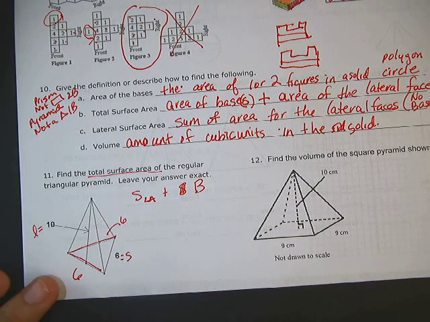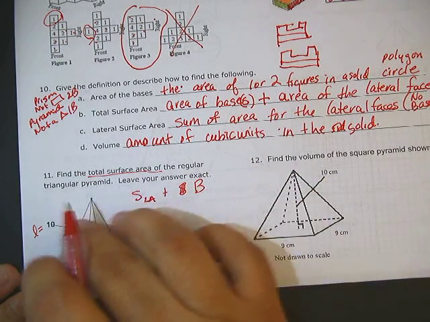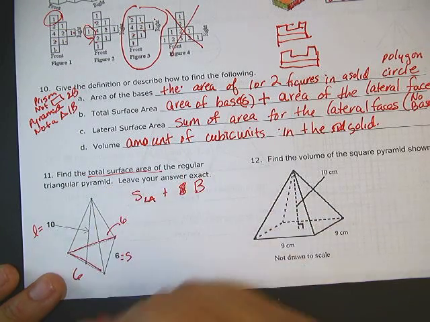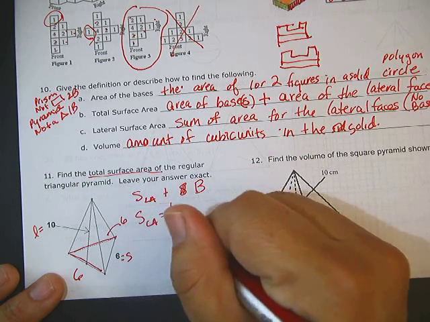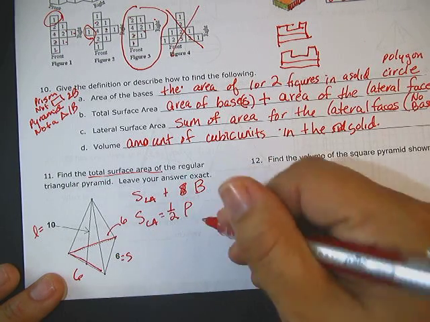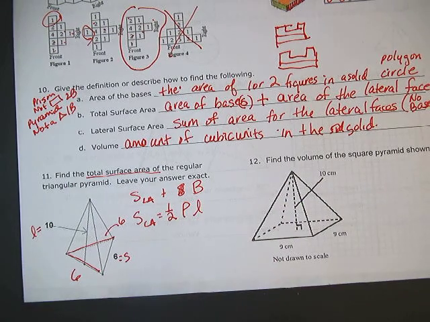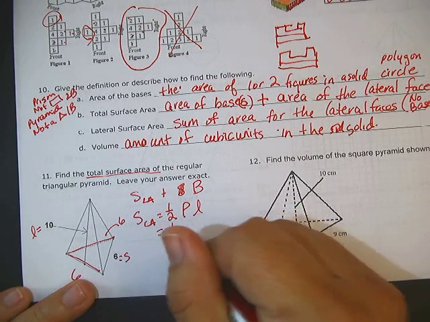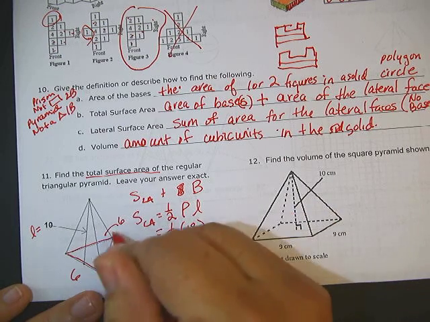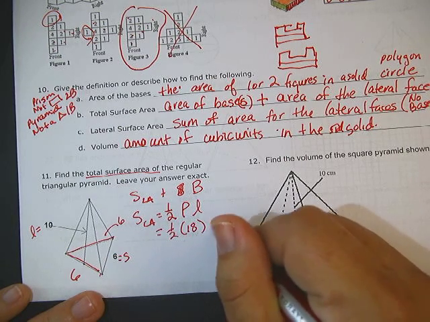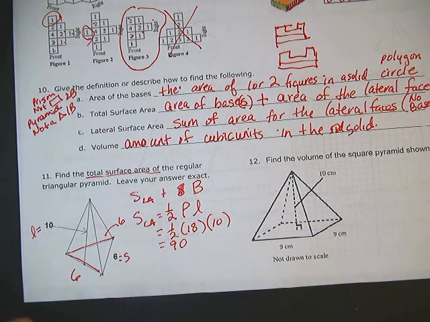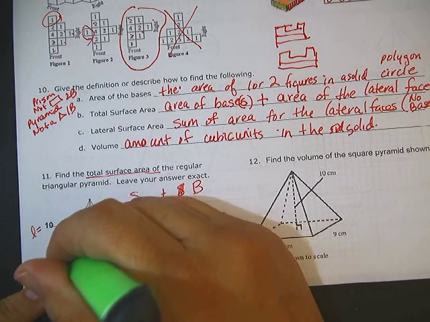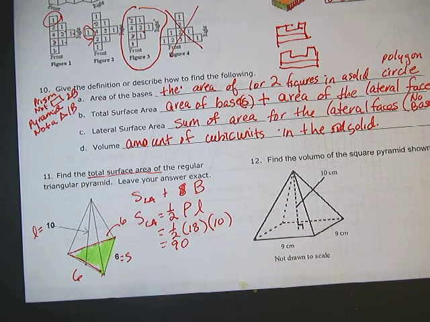So the surface area for the lateral sides, I've got 3 triangles, equals 1/2 the perimeter of the base times the slant height. So the perimeter is pretty easy. That's 1/2 times 18, because 6 plus 6 plus 6 is 18, times 10. And my answer would be 90. So that would be the lateral surface area, but I still am missing this area, which I'm going to color green right here so you can see it. This is the base area.